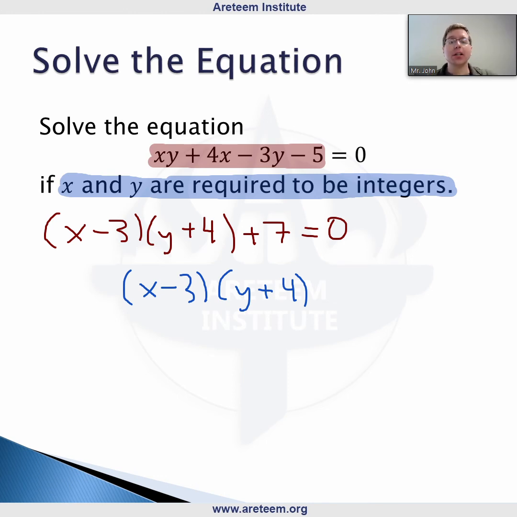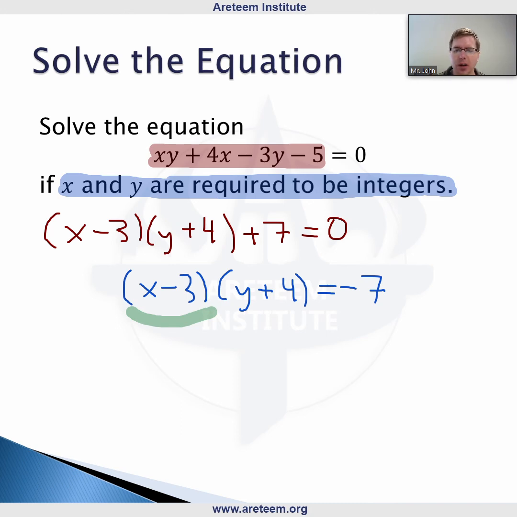Note they're still integers. If x and y are integers, so is x minus 3. So is y plus 4. And this is supposed to equal negative 7. So this is actually negative a prime number, in this case. So the only factors of this number, here's where we start to see things working out nicely, are 1 and 7, but remember these things could be positive or negative.